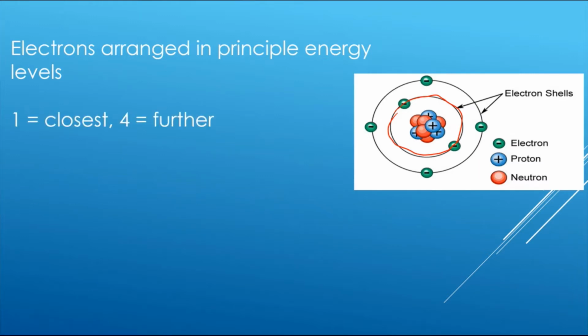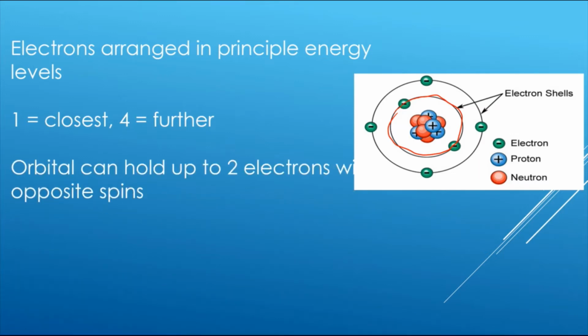The bigger the principal energy level number, the bigger the shell number, for example 5, the further apart it would be than a smaller number. So principal energy level 1 would be the closest to the nucleus, whereas 4 would be much further from the nucleus. And an orbital is a region which can hold up to 2 electrons with opposite spins. That's a picture of an orbital.